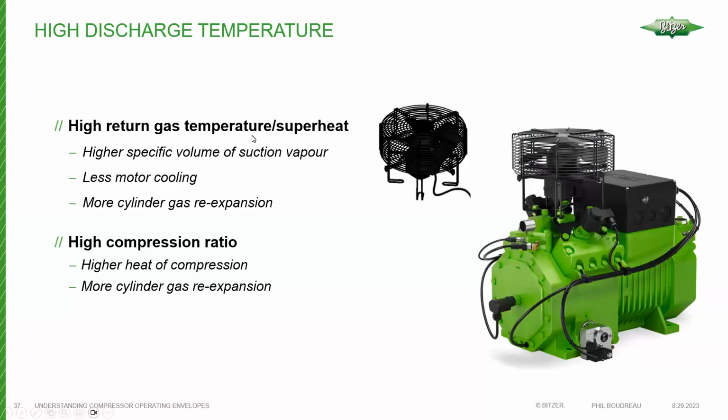High discharge temperature, again, can be a result of high return gas temperature or return gas superheat. This results in higher specific volume of the suction vapor coming back, because as you heat up a gas more and more, the volume of it increases, which can result in less motor cooling. Semi-hermetic compressors use a refrigerant-cooled motor. Therefore, we have to have a sufficient amount of refrigerant coming back to cool the motor. And at the higher compression ratios, this can result in an increase in re-expansion of gases, which basically just further increases discharge temperature and reduces flow.